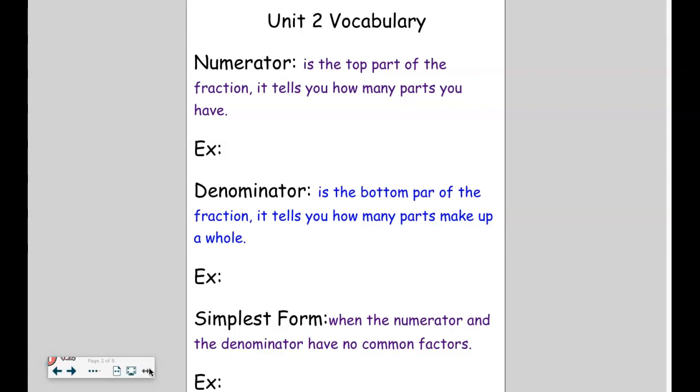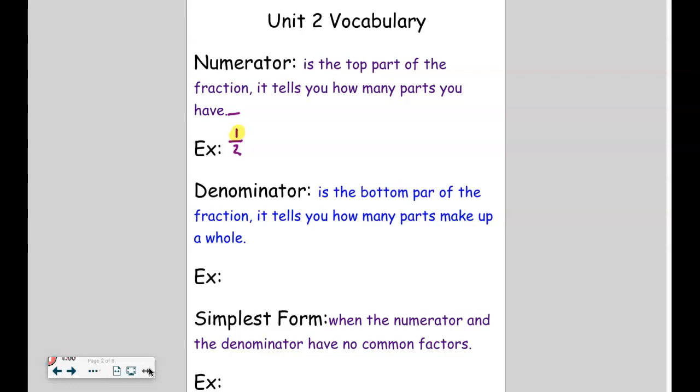So an example in 1/2, the numerator would be the 1. Tells you you have 1 out of 2 parts. Vocab word number 2 is denominator. Denominator is the bottom part of a fraction. It tells you how many parts make up a whole.